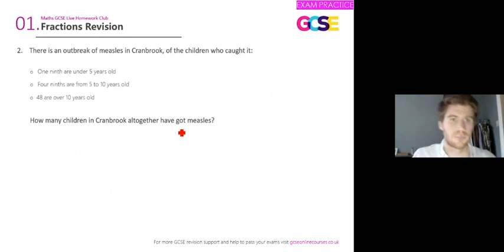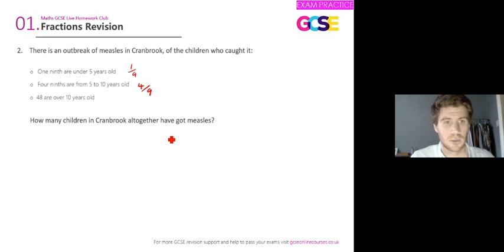So first, we're going to read the question. There is an outbreak of measles in Cranbrook. Of the children who caught it, 1/9 are under 5 years old, 4/9 are between the ages of 5 and 10 years old, and 48 are over 10 years old. How many children in Cranbrook altogether have got measles?